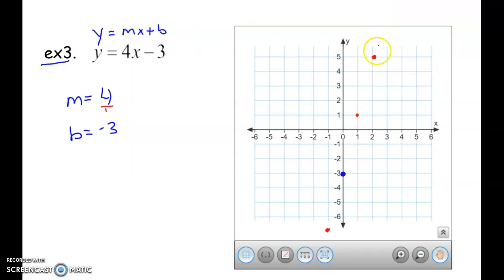All right, connect those dots. And again, make sure you're adding the arrows at the end to show that that line is continuous. It keeps going on. All right, why don't you guys try and work on example 4.